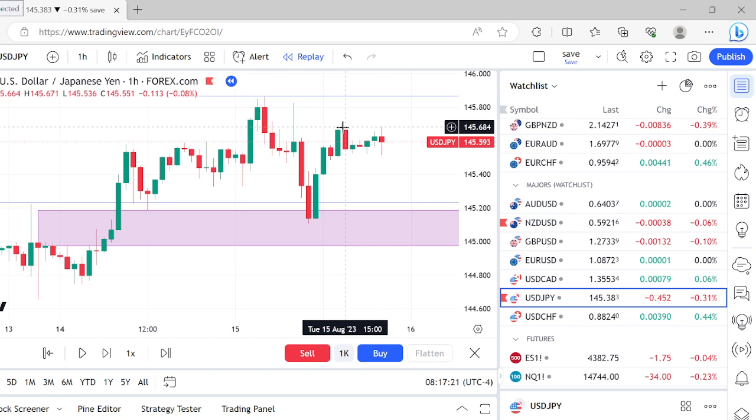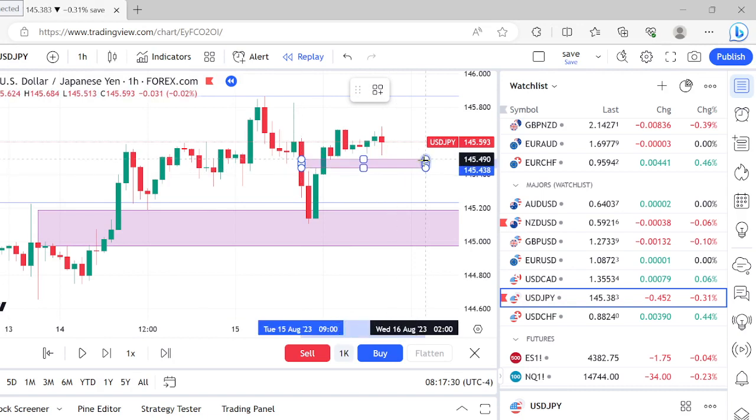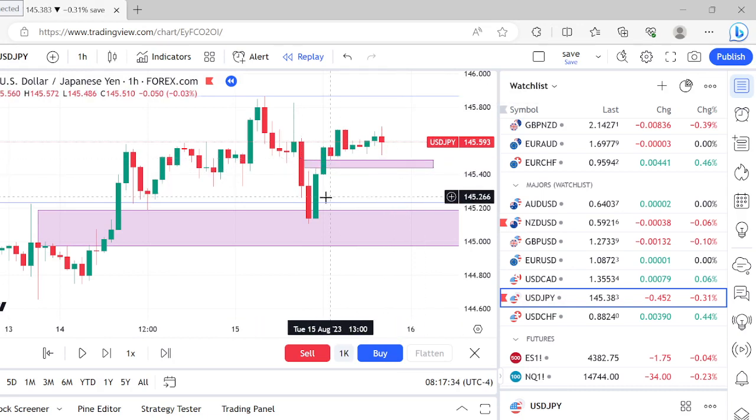On the shift in market structure, you want to see a fair value gap left. So you look right here. See that? There's your fair value gap right there. Three candles make the fair value gap, remember. Look at my cursor. 1, 2, 3.